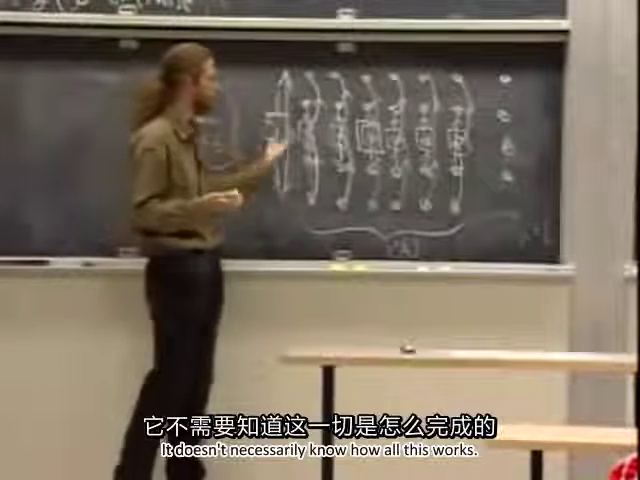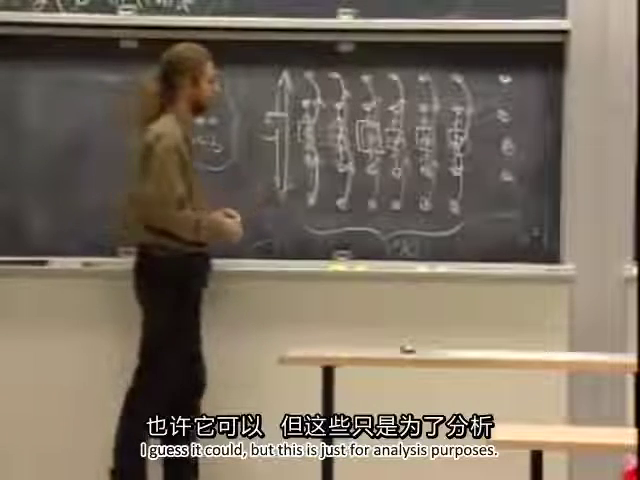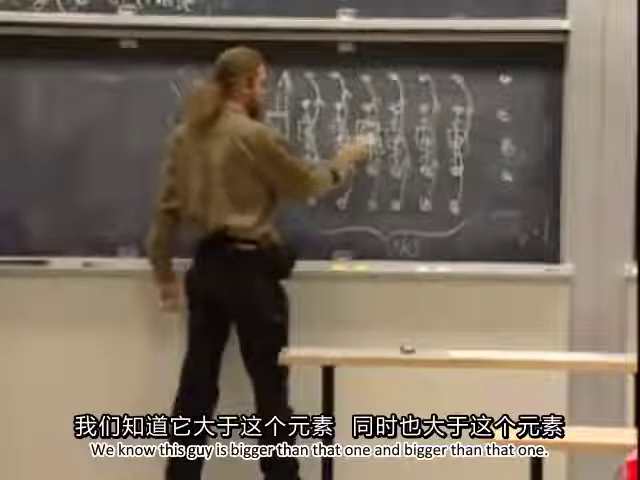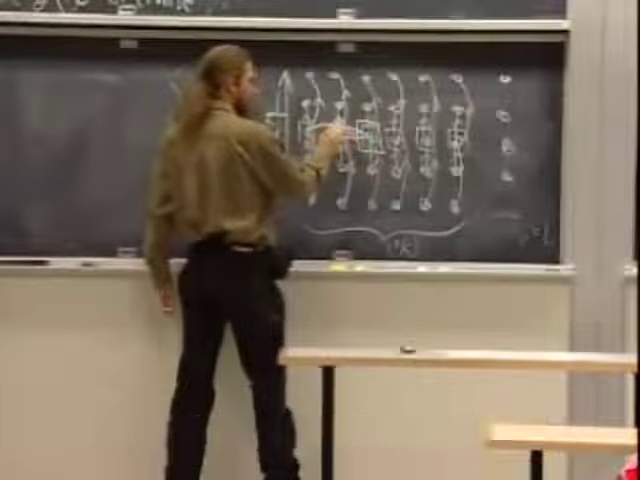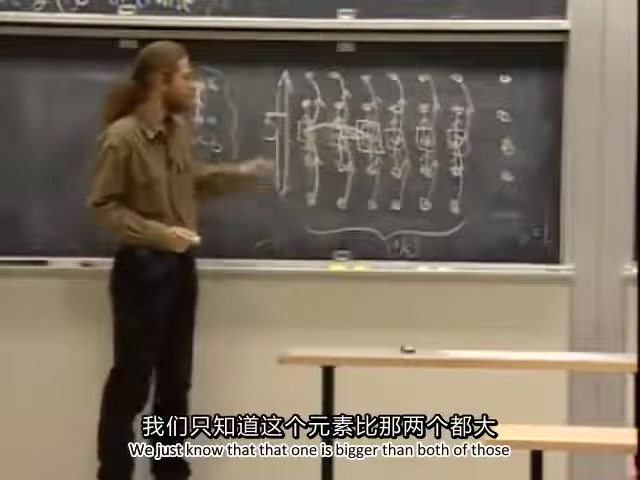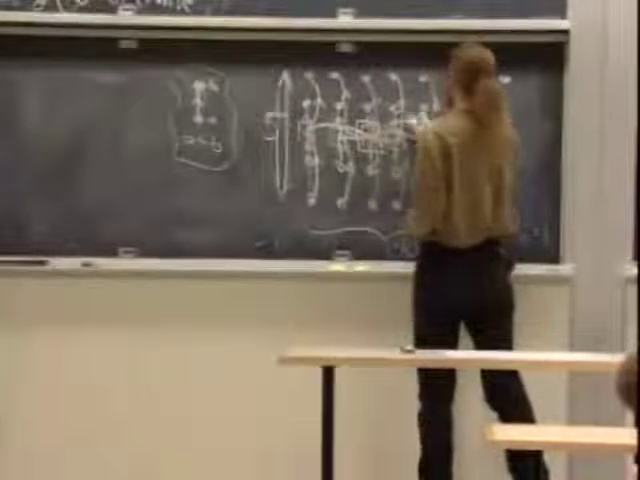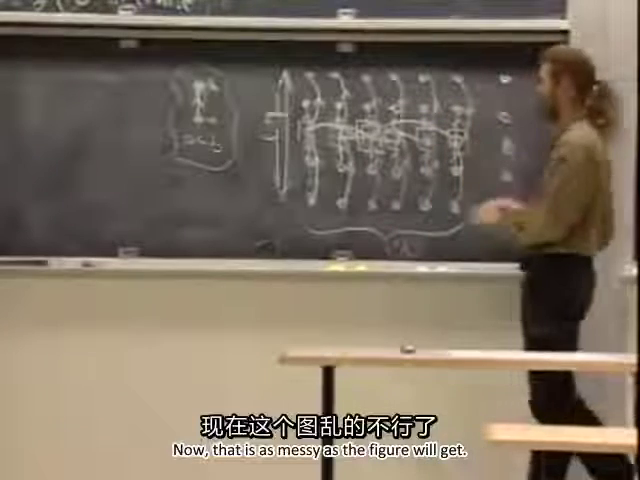It doesn't necessarily know how all this works. I guess it could, but this is just for analysis purposes. So we know this guy is bigger than that one and bigger than that one. We don't directly know about the other elements. We just know that that one is bigger than both of those. And this guy is smaller than these. Okay, now that's as messy as the figure will get.